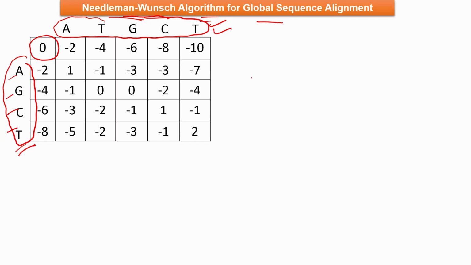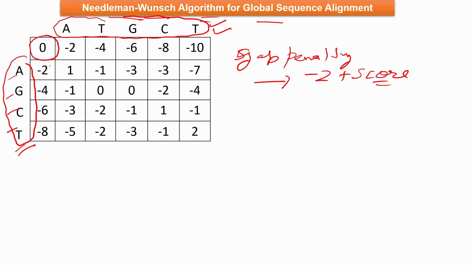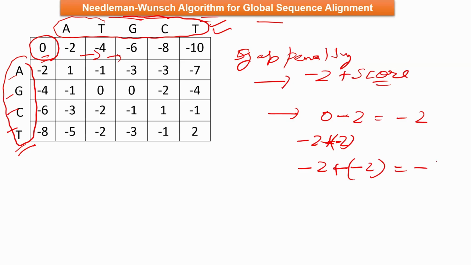And I told you in the previous slide as well, when we move horizontally, we add a gap penalty which is having a value of -2 to the score in the previous block. Now what is the score here in the previous block? That is -2. So 0 minus 2 equals -2, and we fill it, and again when we move forward we will add -2 as well. So -2 plus -2, that will become -4. Again this -4 is added with a gap penalty of -2, that will give you a value of -6. So subsequently you are going to get the values of -8, -10 and so on.